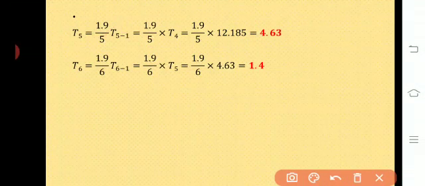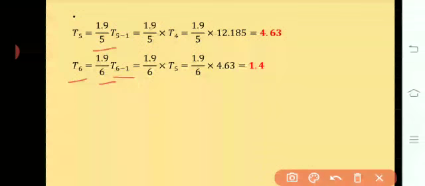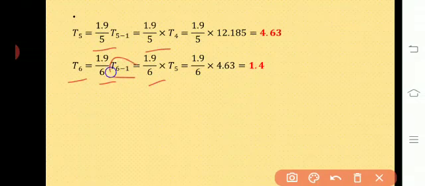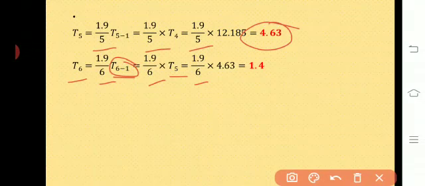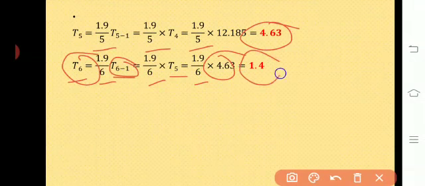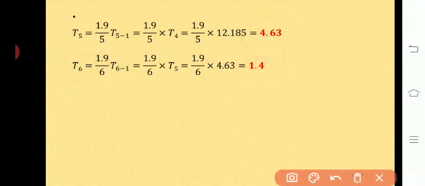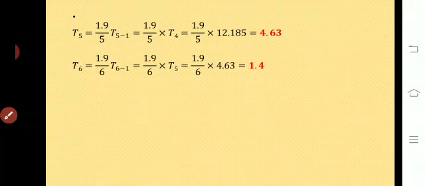Then the last frequency term, that is T6. Put x equal to 6 in the recurrence relation, then you will get T6 equal to 1.9 upon 6 into T6 minus 1, and T6 minus 1 is T5, so 1.9 upon 6 into T5. The T5 value is 4.63. Then simplify this, you will get T6 equal to 1.4. So these are the frequency terms we have calculated for the given Poisson distribution.